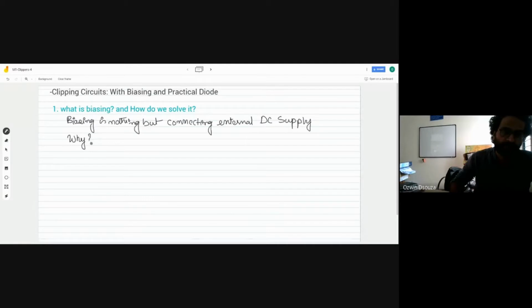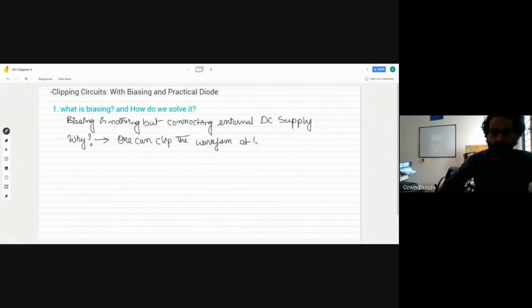I think in the introductory class I have told about this. Why do we need this biasing? So we need this biasing in order to clip the waveform at the desired level. So with the help of biasing, one can clip the waveform at the desired level.